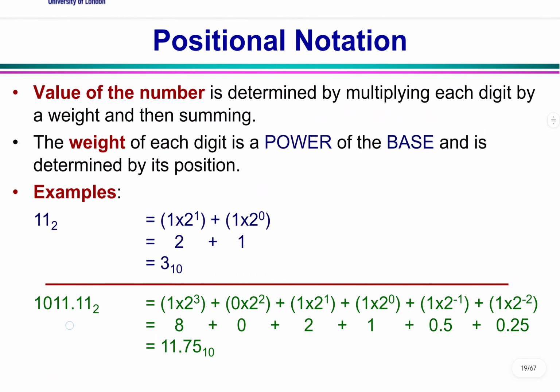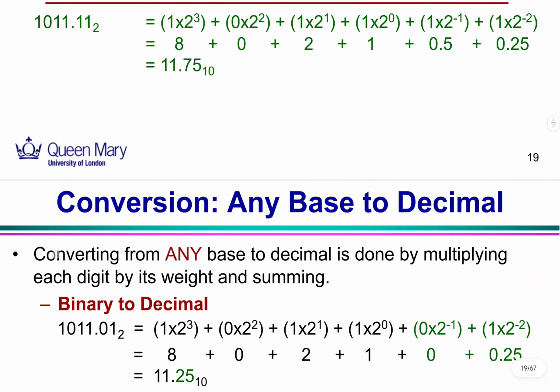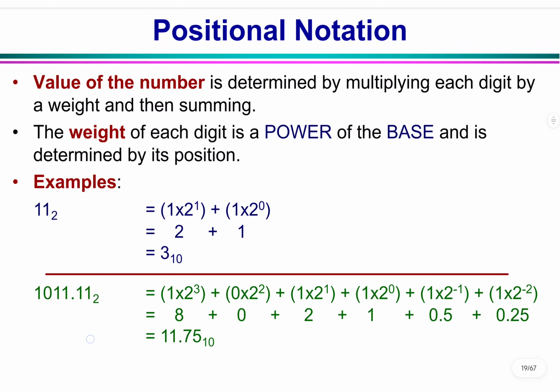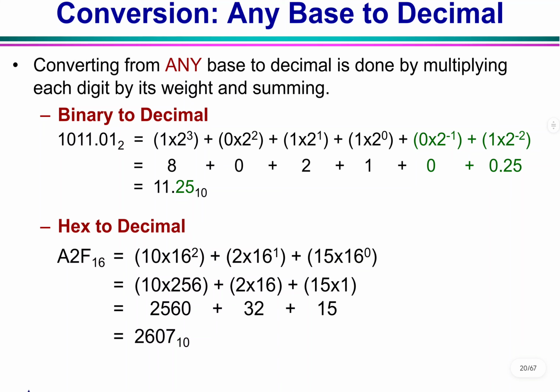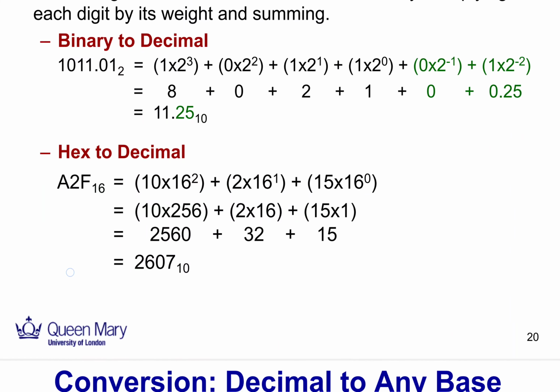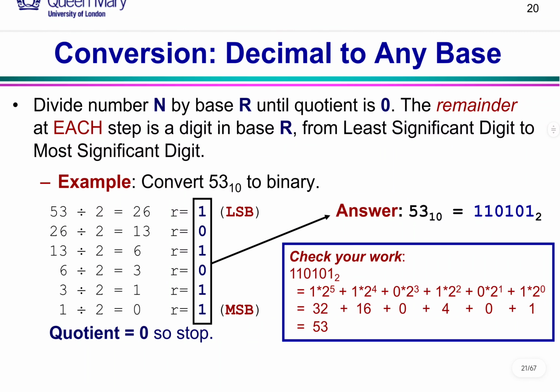Pay attention to this notation. Also, there is some positional notation. The value of a number is determined by multiplying each digit by a weight, the weighted power. I think that's the positional notation. Any base to decimal is very easy because of the positional number system.